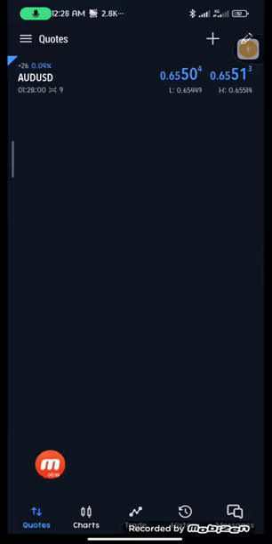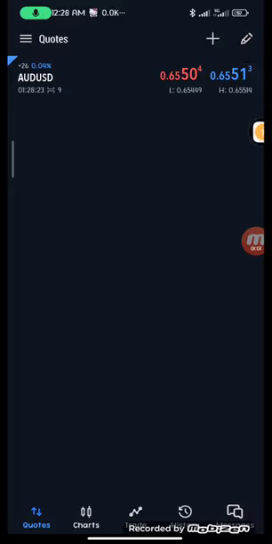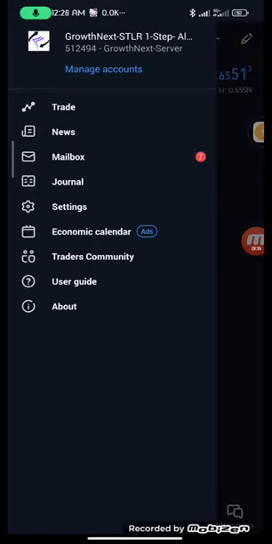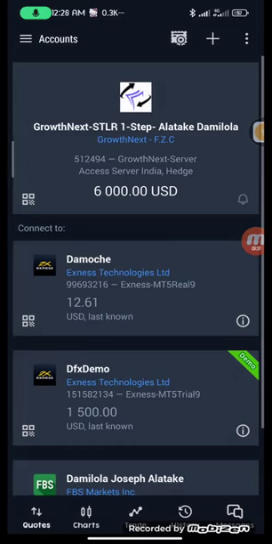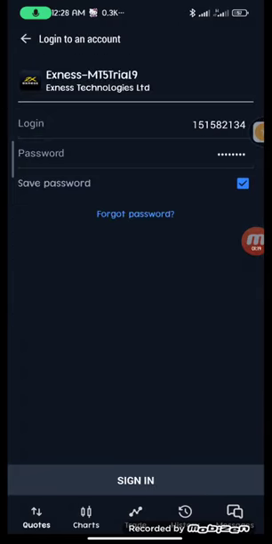Let me use this one. All right, as you can see here, you see the quote. When we're talking about quotes in the MT5 trading terminal, we're talking about the currencies you can actually trade. So this is where you're going to be seeing all the currency pairs you decide to be trading. For example, let me open my other account. I think we have a demo account we use for this.